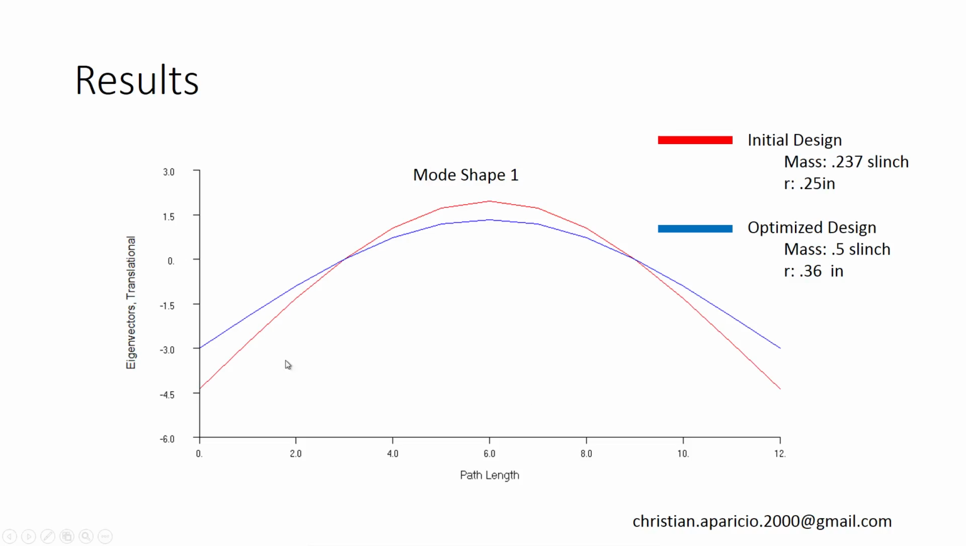So this is what we expect. Again, our initial mode shape had a maximum relative displacement of negative 4.38. We impose a constraint at the very tip, node 13, that said the relative displacement is not to go beyond negative 3. And so here in blue is the new mode shape for mode 1. We find that the radius went from 0.25 inches to 0.36 inches.